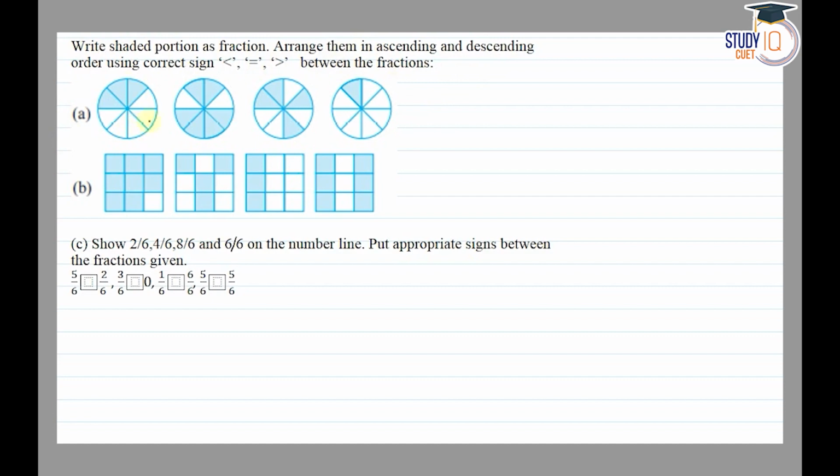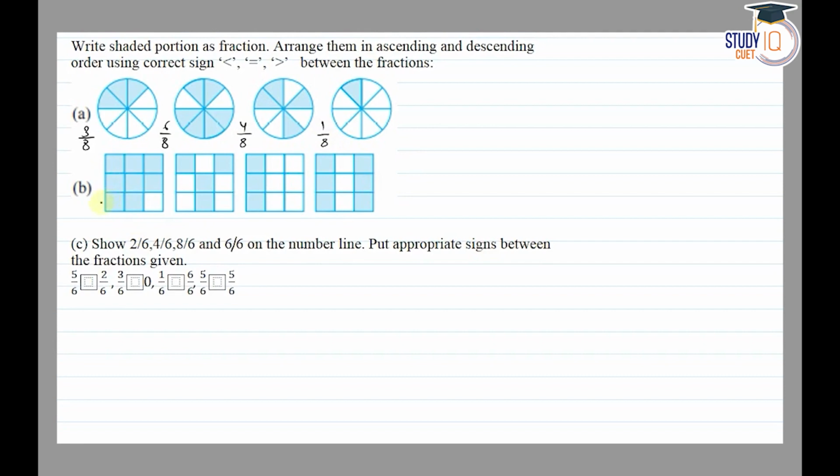In part A, the figures are given. Here we count the total parts: 1, 2, 3, 4, 5, 6, 7, 8. So total parts are 8 and shaded parts are 3, so the fraction is 3 by 8. Same, total 8 parts and shaded parts are 6, so the fraction is 6 by 8. Total parts are 8 and 4 are shaded, so the fraction is 4 by 8. One part is shaded, so the fraction is 1 by 8.